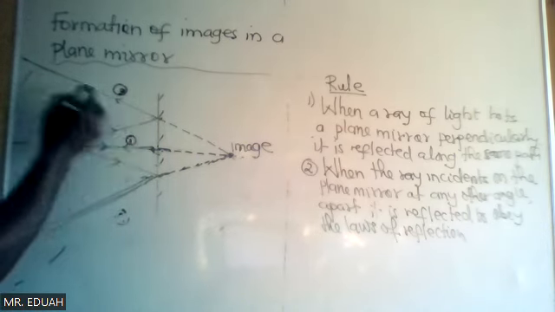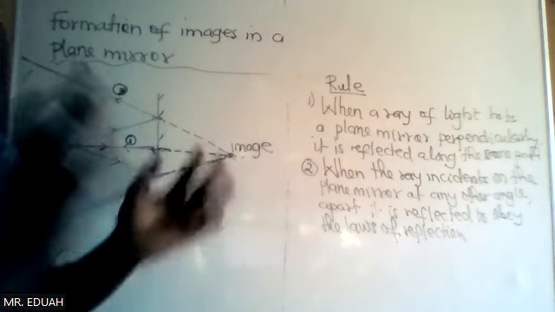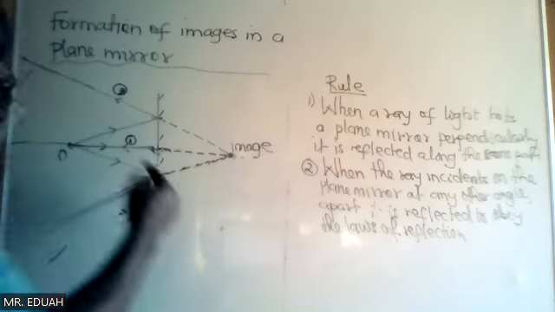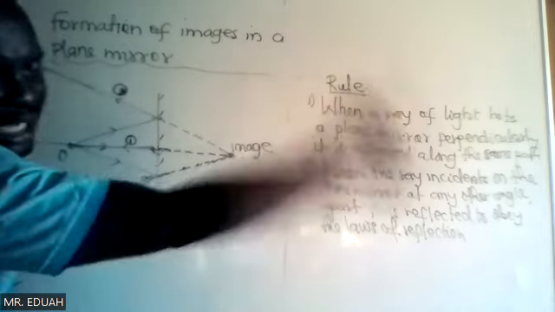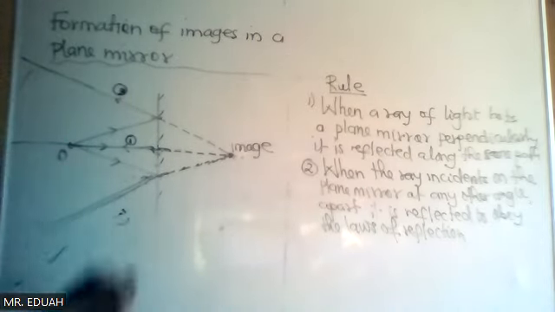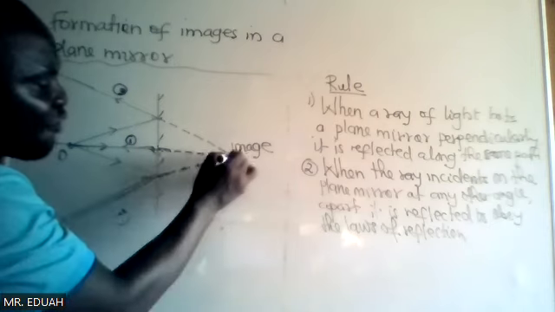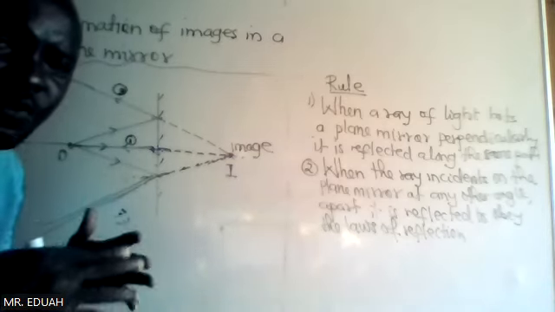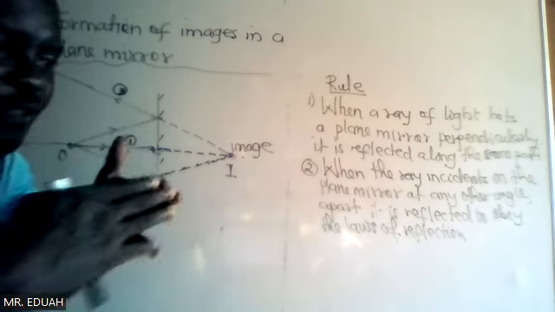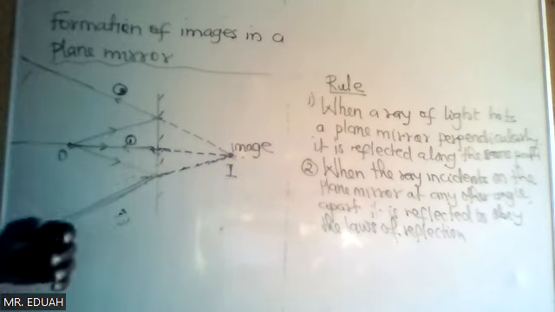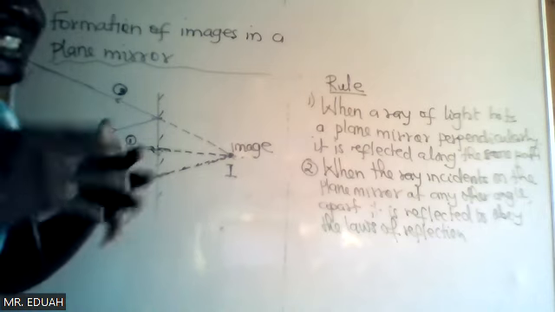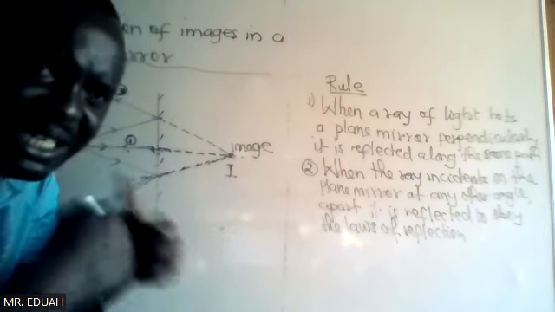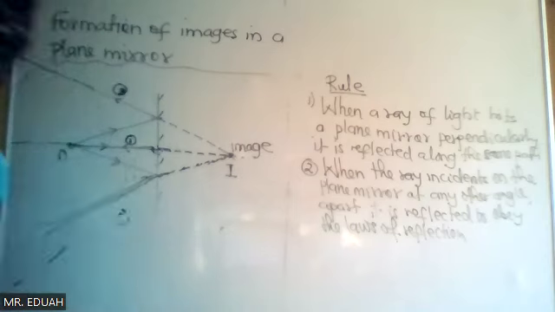But when the reflected rays actually meet, the image formed will be real. If the reflected rays are not meeting, then you extend them backwards, or extrapolate them in the opposite direction, and they meet. The image formed will be virtual, because this image is formed as a result of the apparent intersection of reflected rays. Whenever we have the apparent intersection of reflected rays, the image formed is virtual. When you have a real intersection of reflected rays, the image is real.